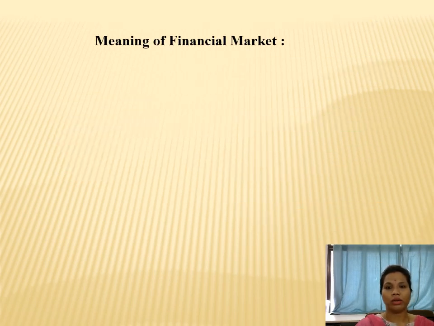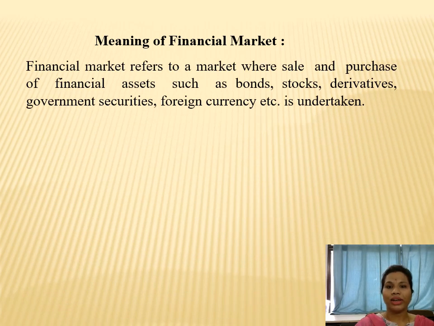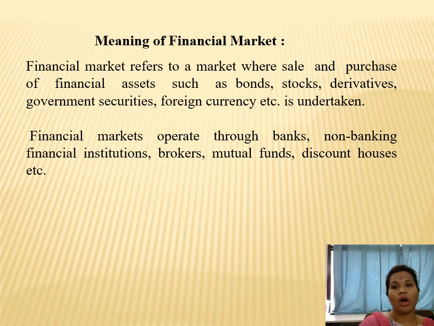Now we will discuss the meaning of the financial market. The financial market refers to where purchase and sale of financial assets such as bonds, stocks, derivatives, government securities, foreign currencies, etc. is undertaken. Once again, the financial market refers to where buying and selling of financial assets takes place. What are financial assets? Bonds, shares, derivatives, government securities, foreign currency, etc. The financial market operates through banks and non-banking financial institutions, brokers, mutual funds, discount houses, etc.